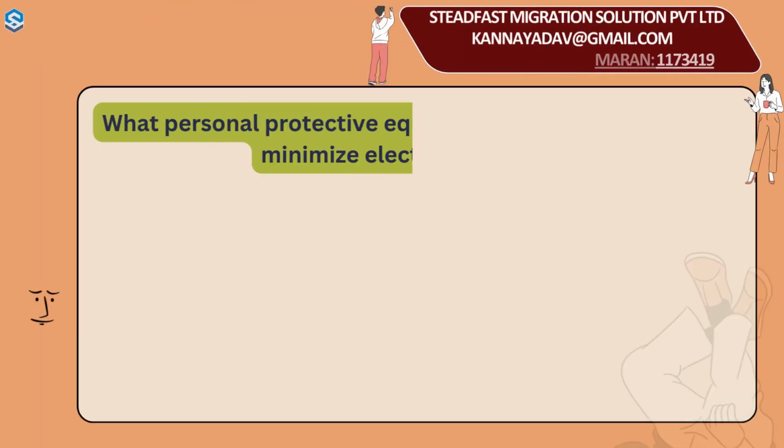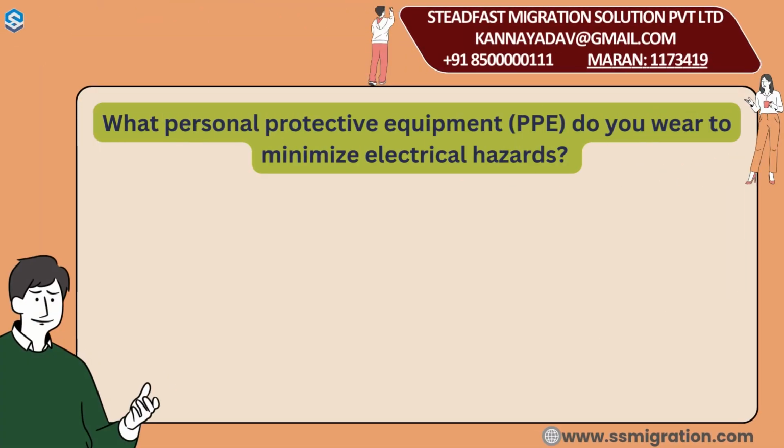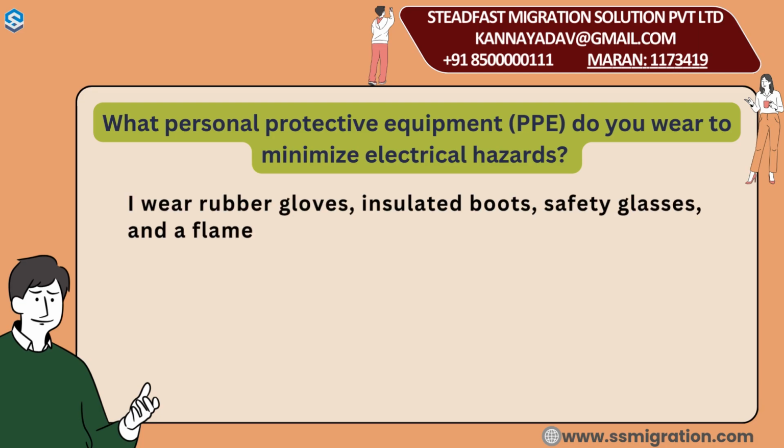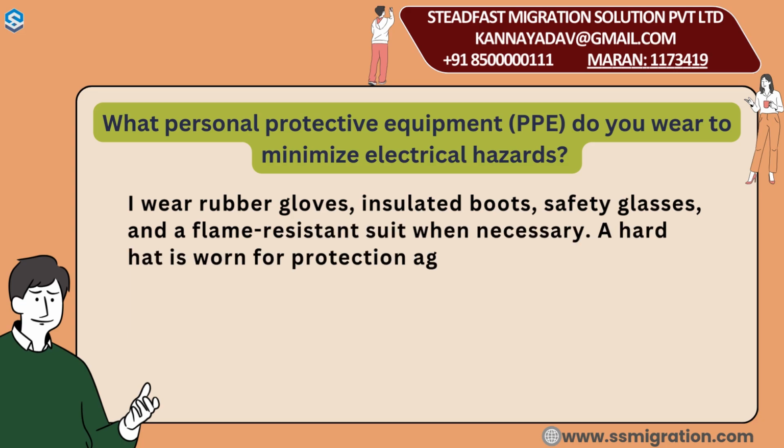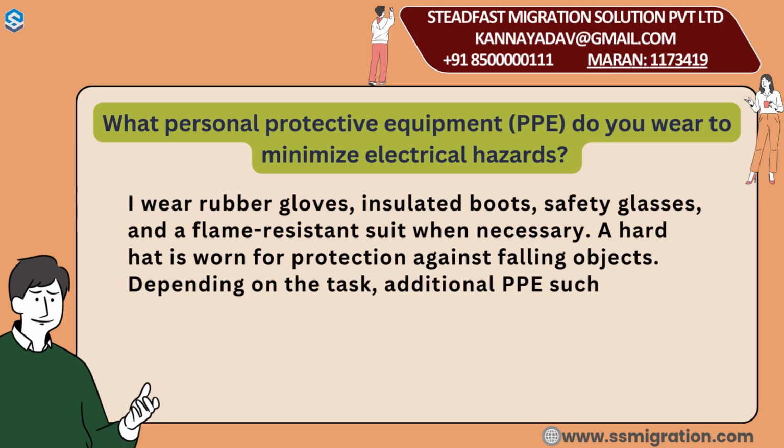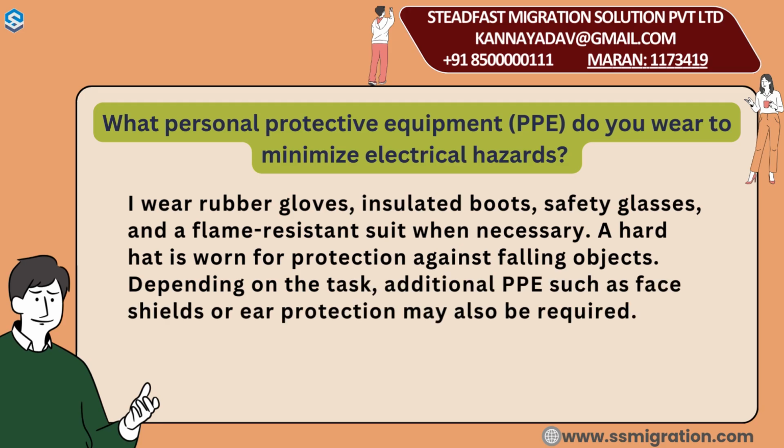What personal protective equipment (PPE) do you wear to minimize electrical hazards? I wear rubber gloves, insulated boots, safety glasses, and a flame resistant suit when necessary. A hard hat is worn for protection against falling objects. Depending on the task, additional PPE such as face shields or ear protection may also be required.